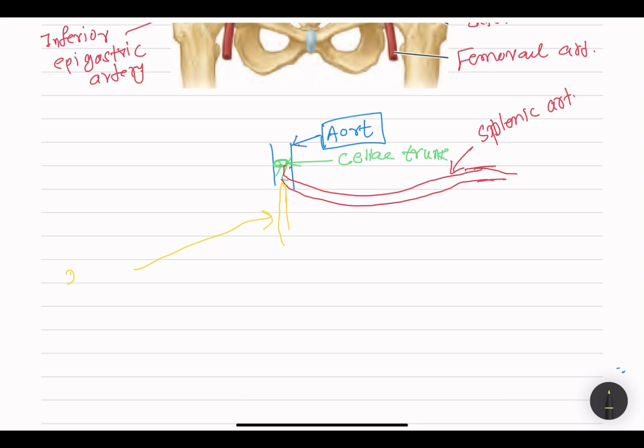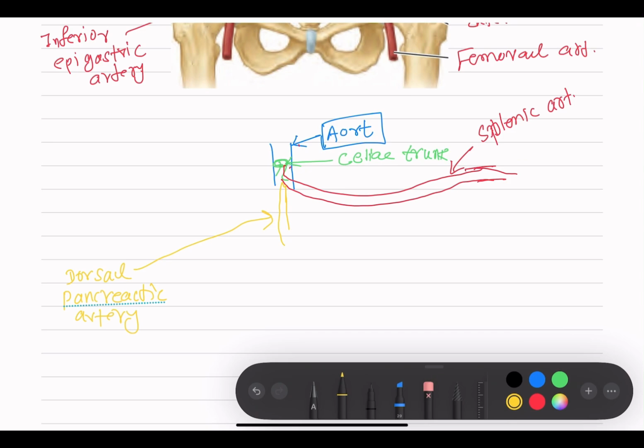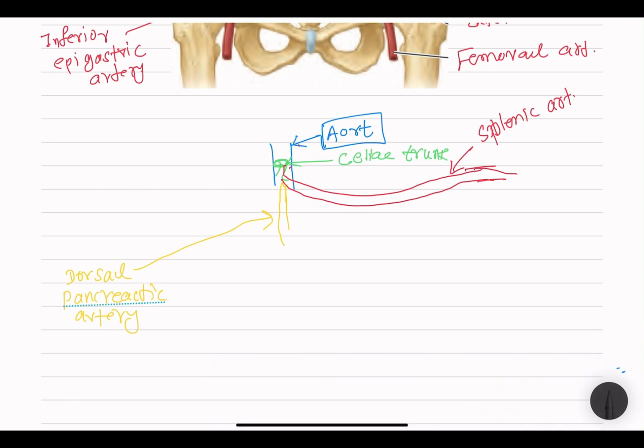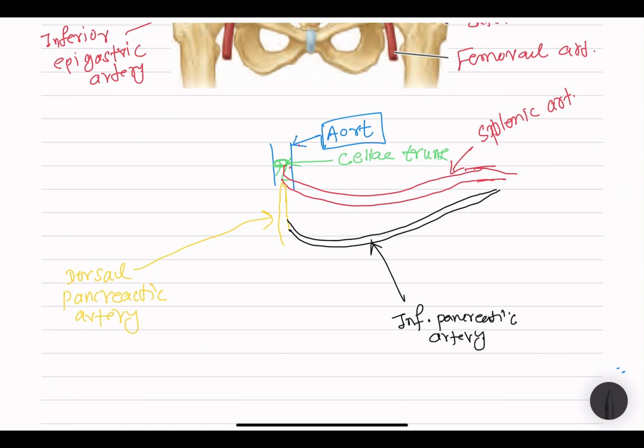This will be our dorsal pancreatic artery, and from this dorsal pancreatic artery we will see there will be another branch coming and it's going to the pancreas, and that will be our inferior pancreatic artery.